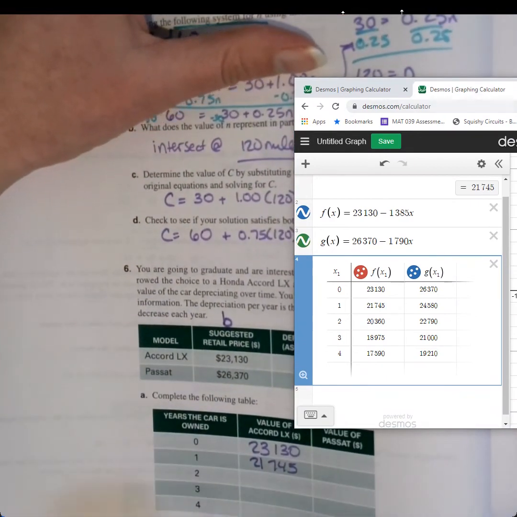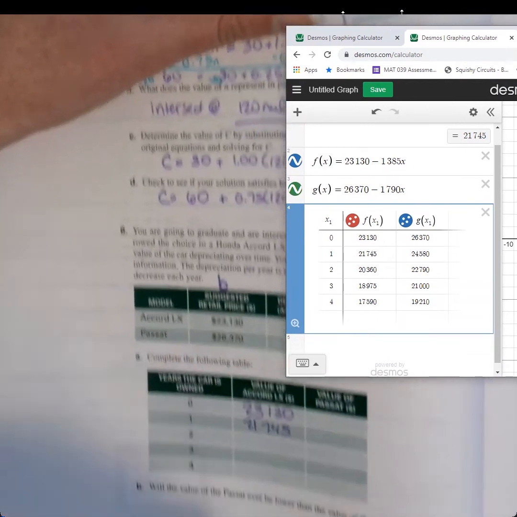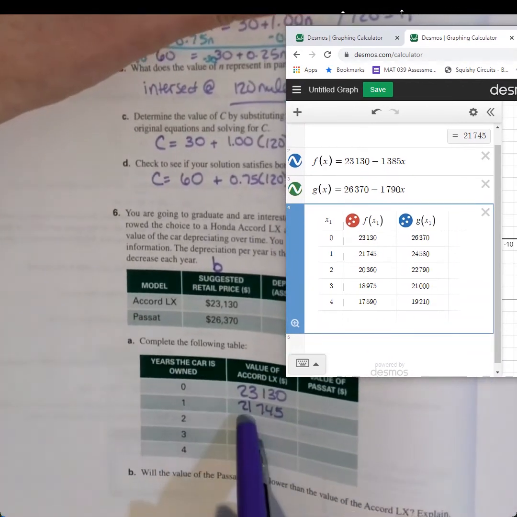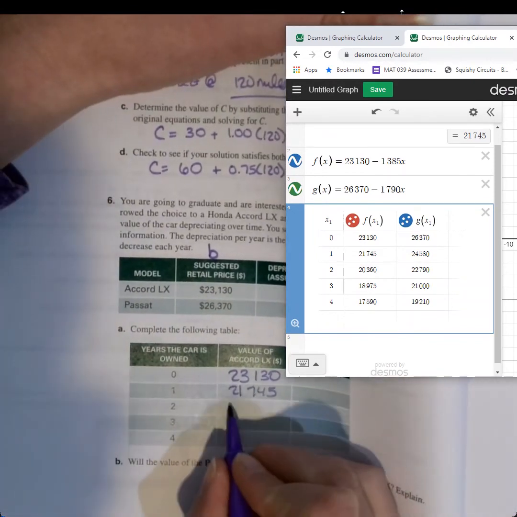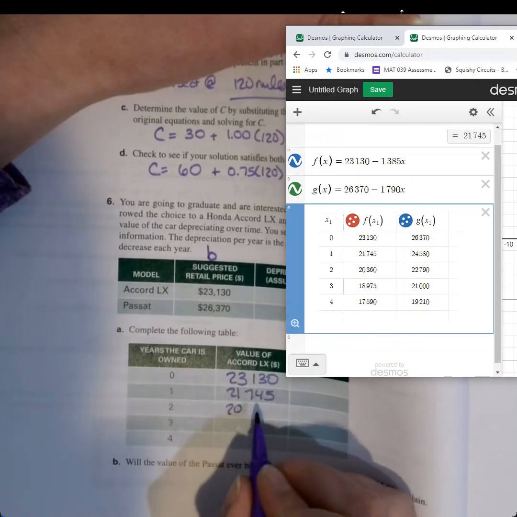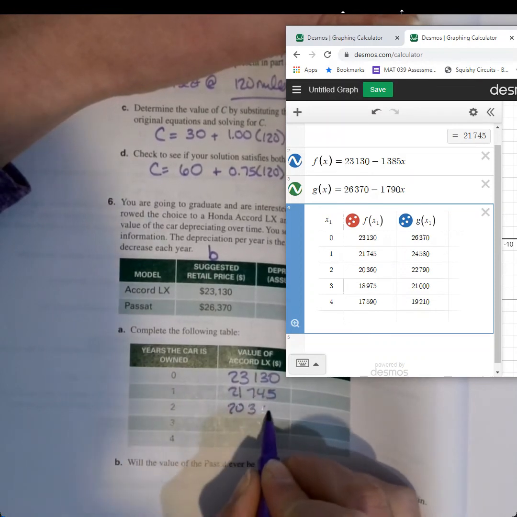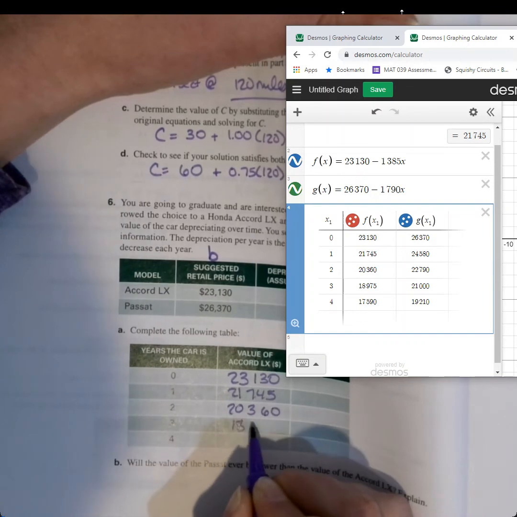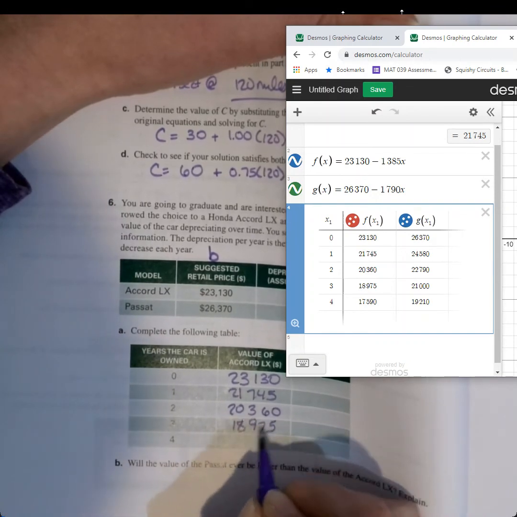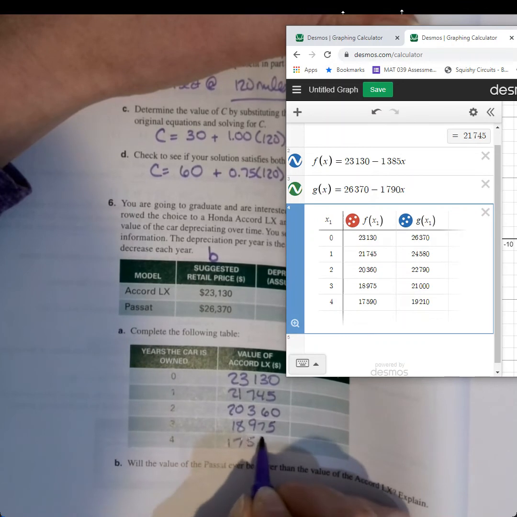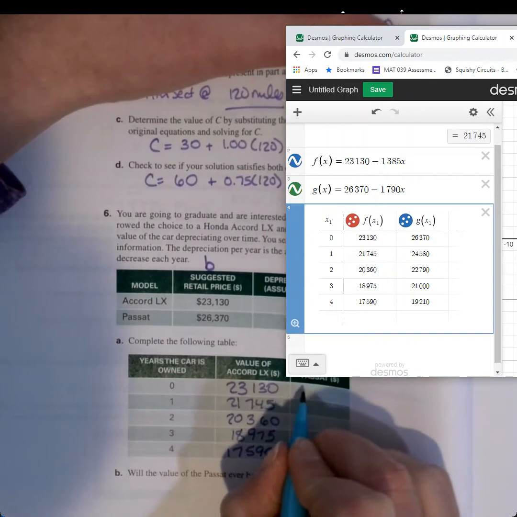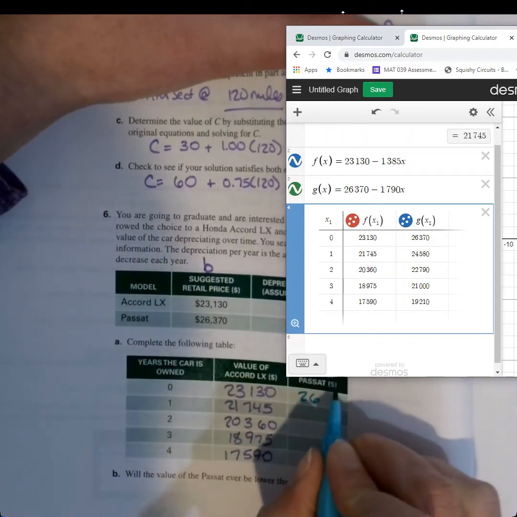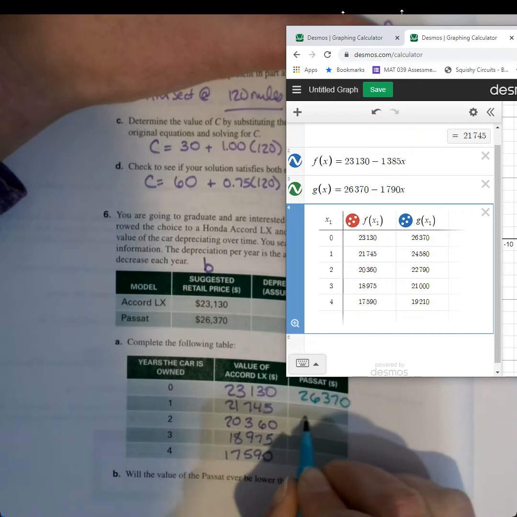Okay, so I'm going to pull that Desmos up a tiny bit higher. Like we noted before, I can do this by hand, just subtracting, but it's faster this way to get the values for the other years. So 20,360 and so on for our Accord. And then over here for the Passat, same thing. We can see our 26,370, which was our initial value, and we're depreciating at 1,790 per year.